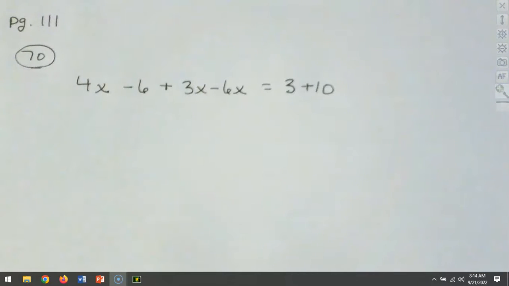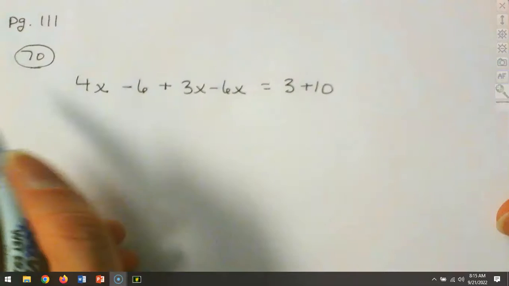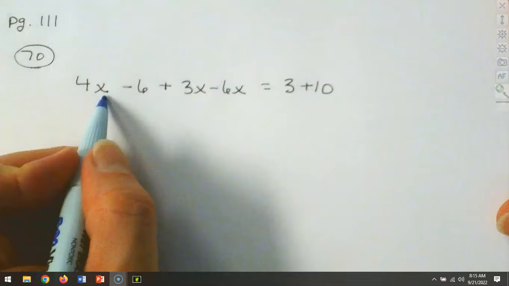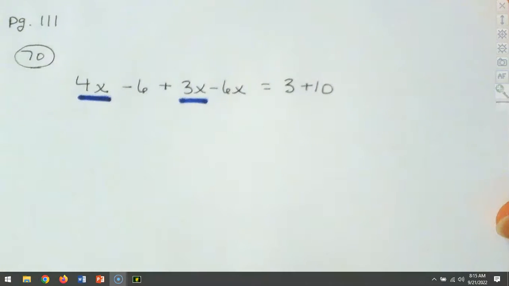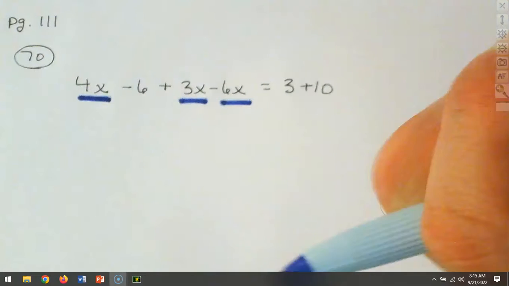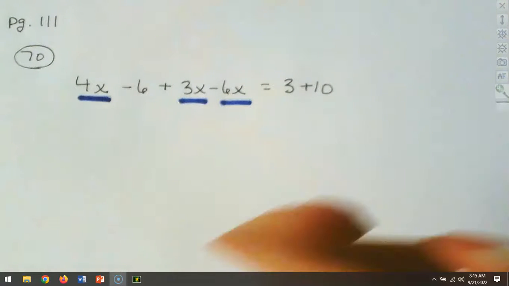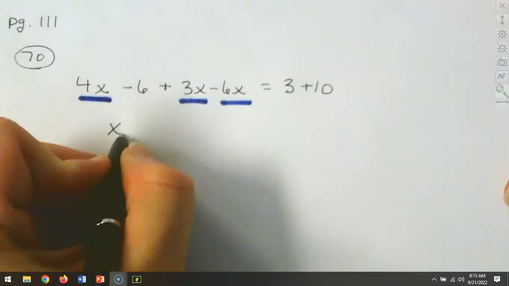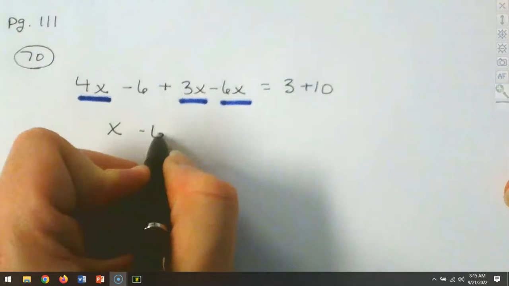All right? But what we need to do first, before we move variables over, is we need to look on each side of the equal sign. We need to see if we can combine like terms together. Remember, like terms have the same variables. So when I look here, let's see what we've got. If I look at the like terms here, I'm going to do the x's first. The variables usually go first. And I've got a 4, I've got a 3, and I've got a negative 6. So 4 plus 3 makes it a 7x. Minus 6x makes it an x. And then I still have a minus 6 left over.